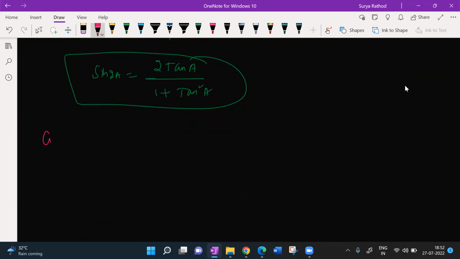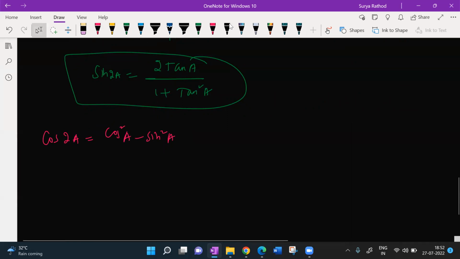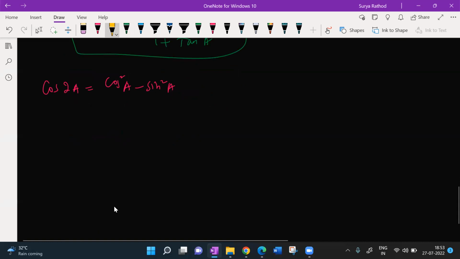Fine. Now, cos 2A is equal to cos square A minus sin square A. How did you get this formula? One second, guys. Yes, so cos square A minus sin square A. Now look at the board. What is the cos 2A formula? Cos A plus A. Can I write 2A as A plus A? Tell me.